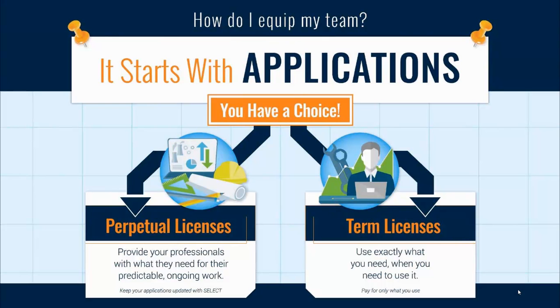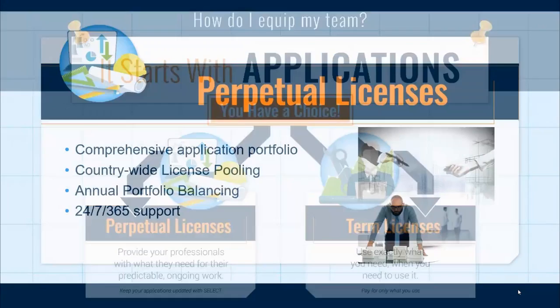So how do project delivery and owner-operator organizations equip their teams? Well, it all starts with applications. And with Bentley, you have a choice. You can purchase perpetual licenses to provide your professionals with what they need for predictable, ongoing work. And your applications are kept continuously updated through Select. For spikes in your work, you can also choose to use term licenses. With term licenses, you use exactly what you need when you need it, and you only pay for what you use.